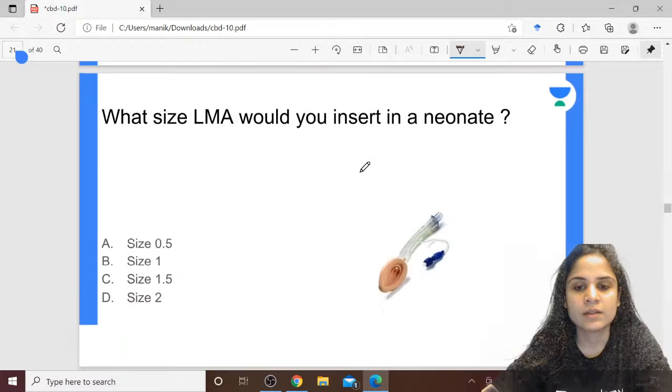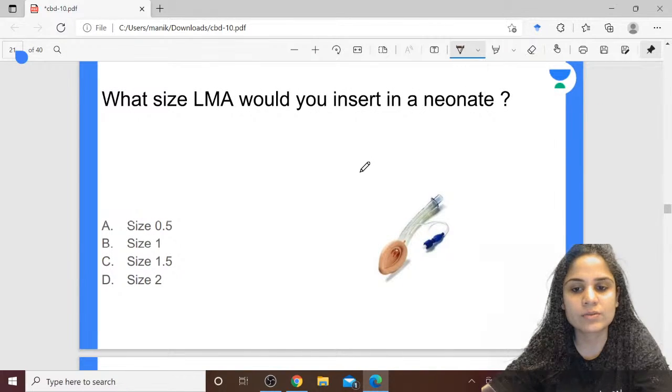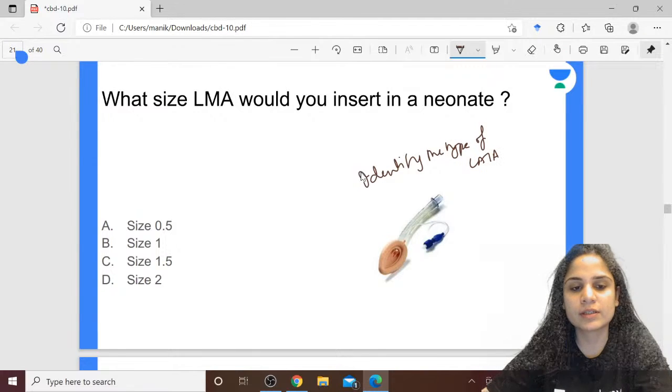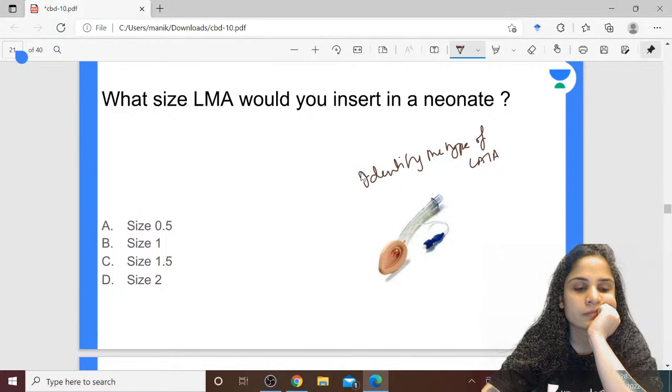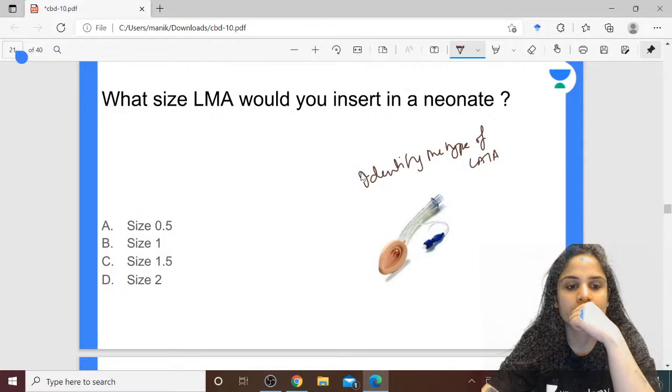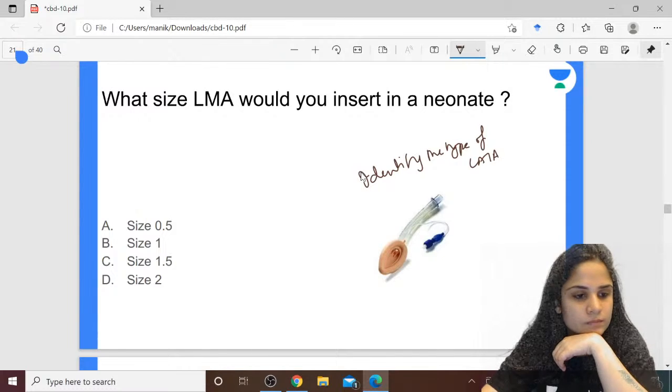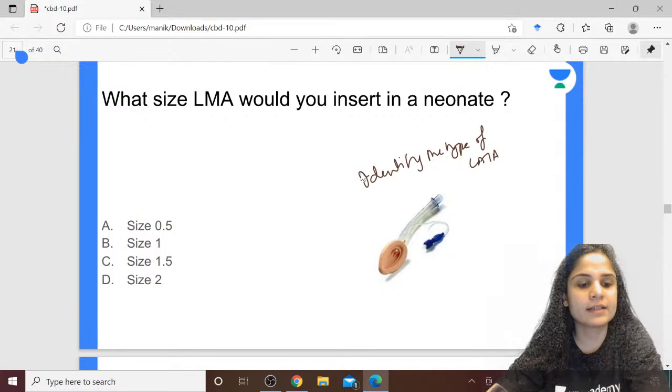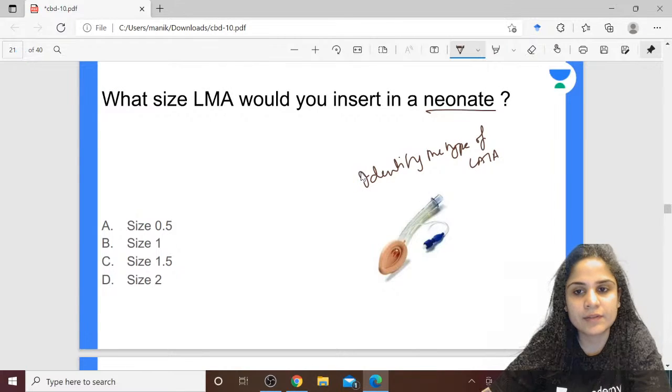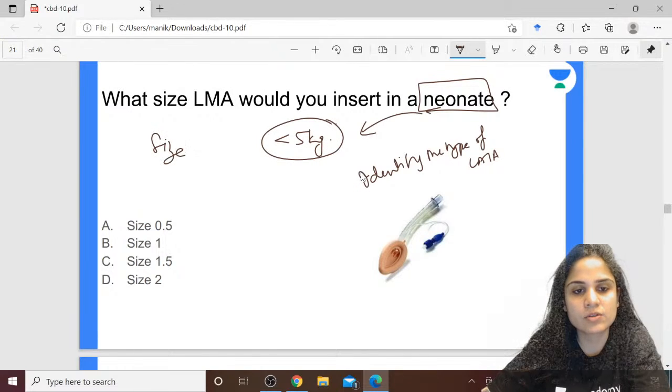Okay. Next one. What size LMA would you insert in a neonate? And also I want you guys to identify this LMA for me. Identify the type of LMA and tell me what size LMA would you put in a neonate. 0.5, 1, 1.5 or 2. Okay, so can anyone identify the type of LMA for me? Yes, your answer is correct. When we are talking about neonate, neonate means the child will usually be less than 5 kg, correct? So in less than 5 kg, we use the smallest size of the LMA and that is size 1. Absolutely right. But can you identify the type of LMA for me?